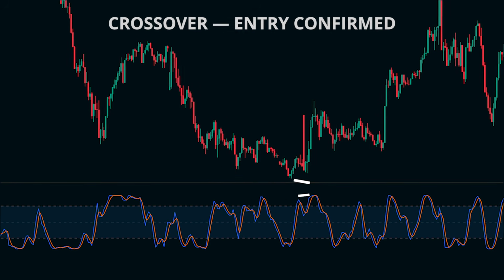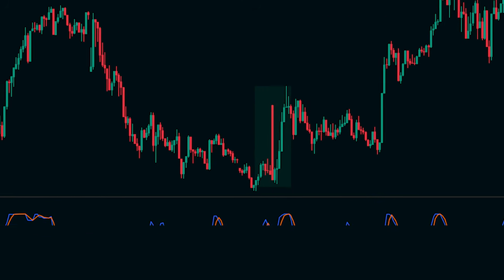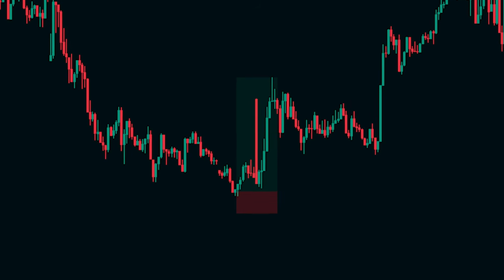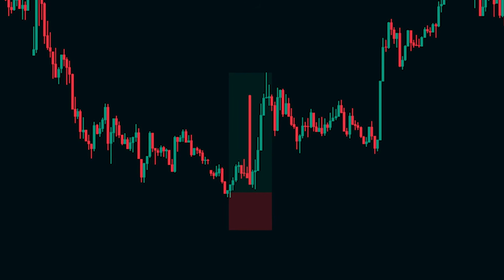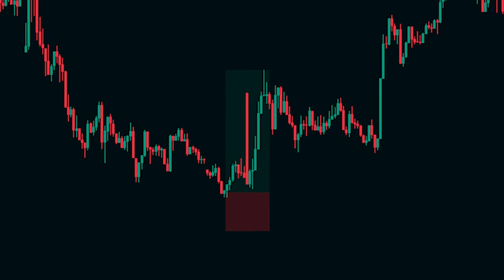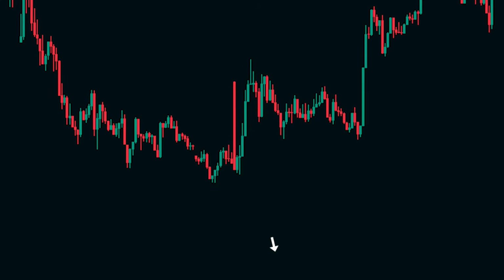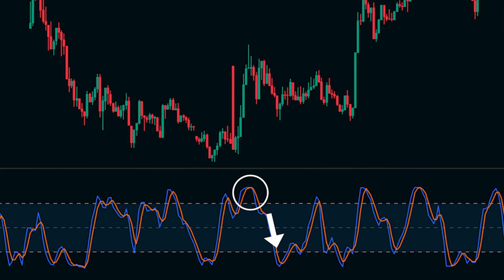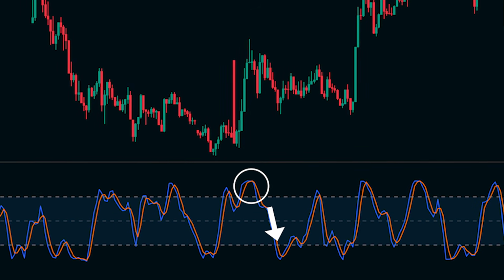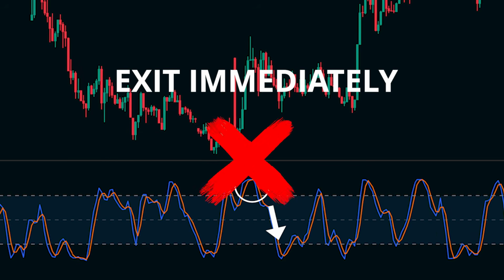Our entry is confirmed. We enter a buy trade at the close of the candle where the crossover completes. Our stop loss goes below the second swing low, the most recent price extreme. Our target is a 2-to-1 risk-reward ratio. Primary exit is the 2-to-1 target. Secondary exit is if %K crosses back below %D before the target, exit immediately. The divergence signal has failed.